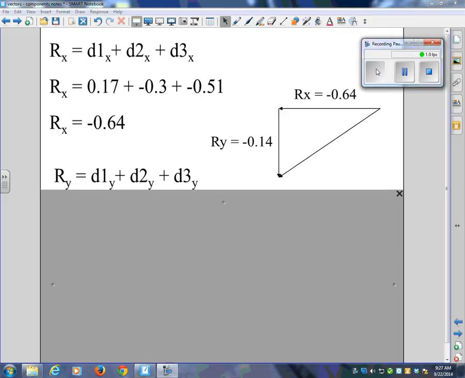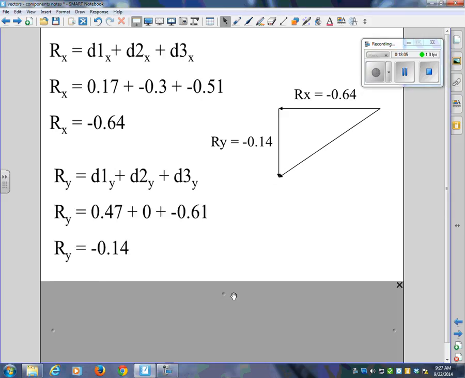Is adding those 3 x components relatively easy? They're just numbers. You're just doing arithmetic there, right? Grade 7, integers. Next step, do what? Do the same thing for the y's. Which is where it says on your page, add all north, south, or y components, right? Add all y components. Ry is d1y plus d2y plus d3y. 0.47 plus 0 plus minus 0.61 to give yourself an Ry.